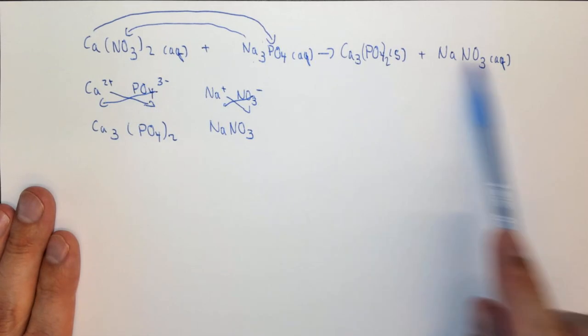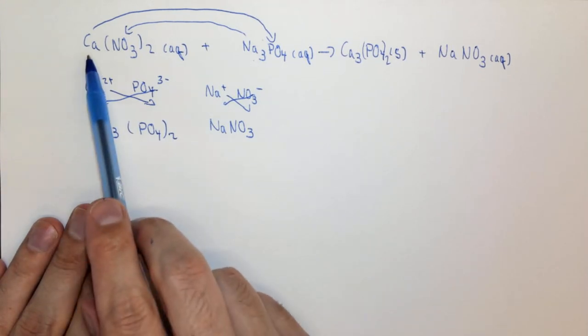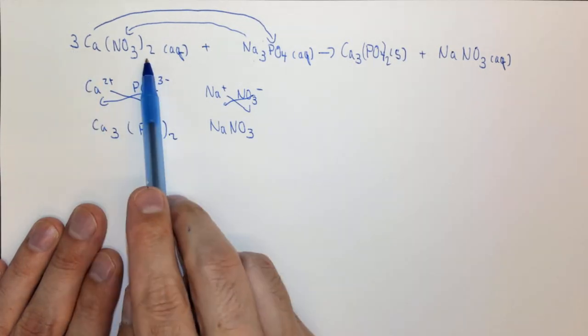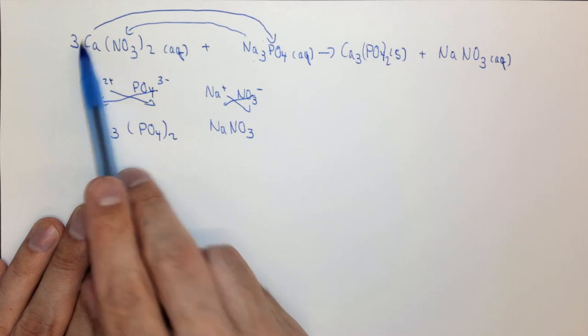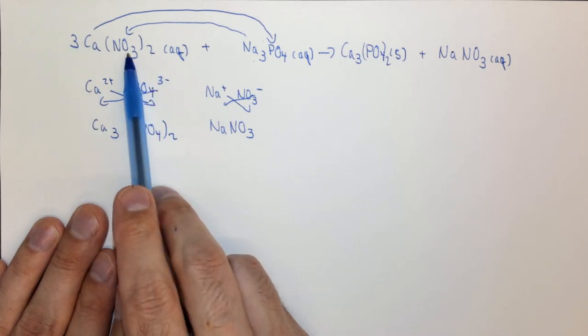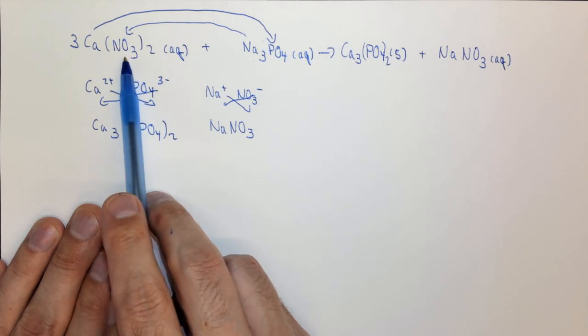So here is our equation. Now we need to balance it. Well, if we need 3 calciums, we're going to need 3 calcium nitrates. If we have 3 calcium nitrates, that gives us a total of 3 times 2, or 6 nitrates. Notice again, I'm balancing the entire polyatomic ion. If I try to balance oxygens, I'm going to give myself a headache.